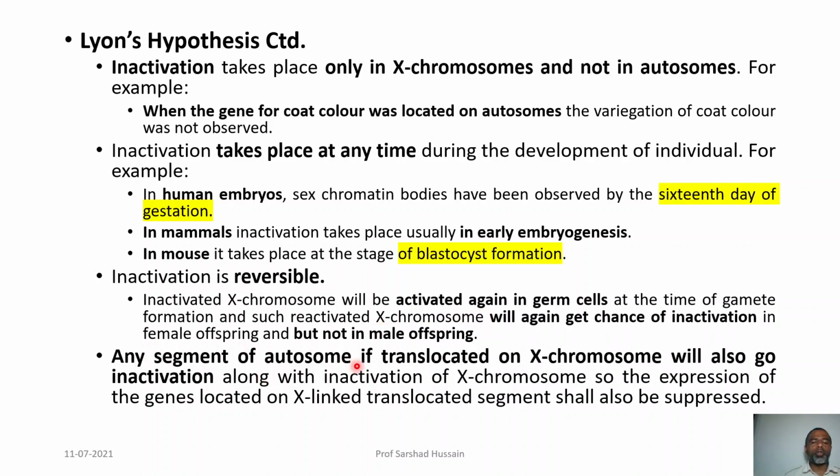Any segment of autosomes, if translocated onto the X chromosome, will also go inactive. So, see the position effect. Autosomes are not normally inactivated, but when their position is changed because of translocation onto the X chromosome, then that translocated part present on the X chromosome will undergo inactivation, and once the inactivation of the part of the autosome present on the X chromosome takes place, there will be a suppression of some of the genes which were earlier active in the autosomes.